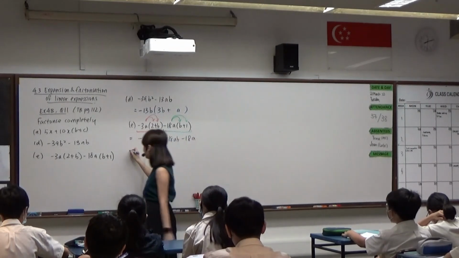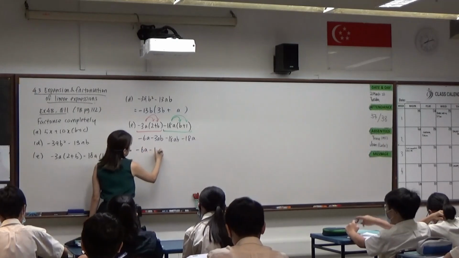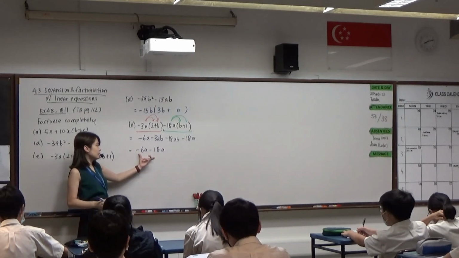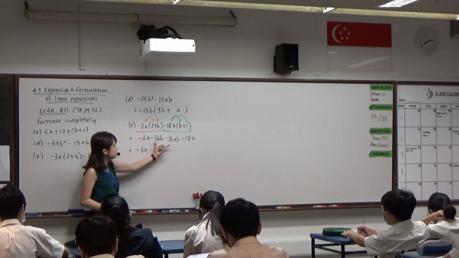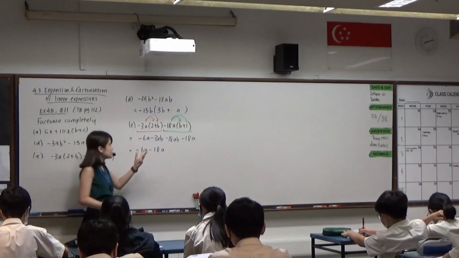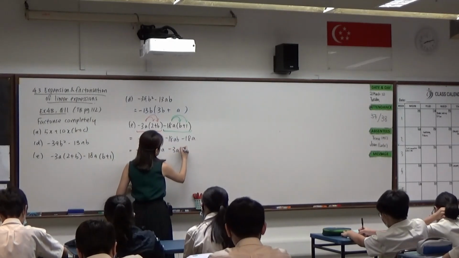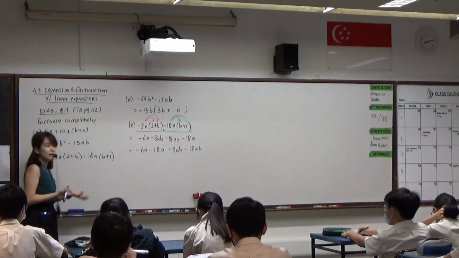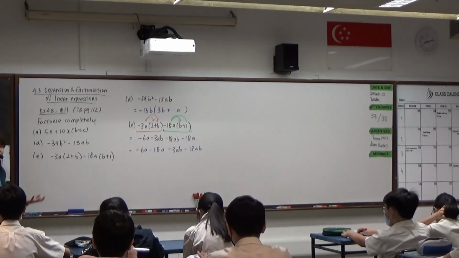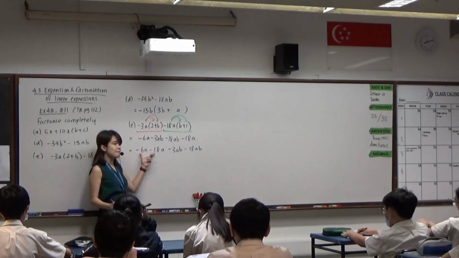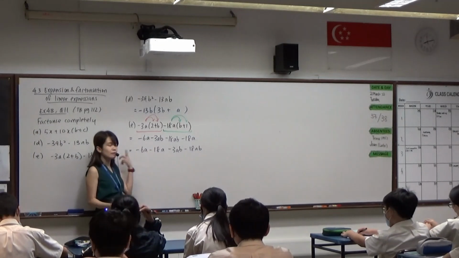So what you want to do, you could actually rearrange them together. And we also see that the negative 3AB and negative 18AB, they are also like terms. Okay, and we place them together. Then we go about simplifying. So when it can be simplified, we simplify it first. So negative 6A minus 18A, what do you think we will get?